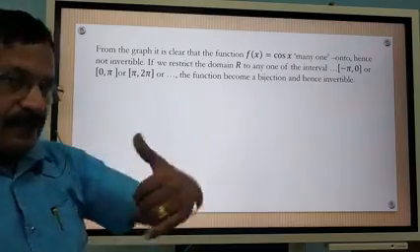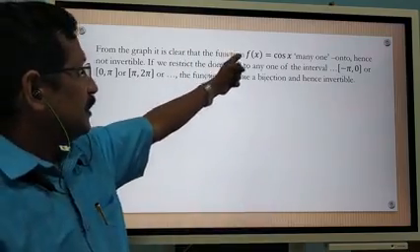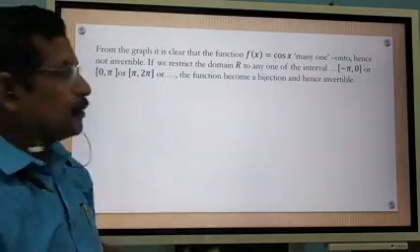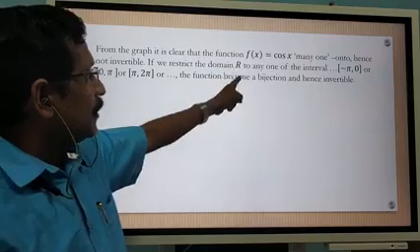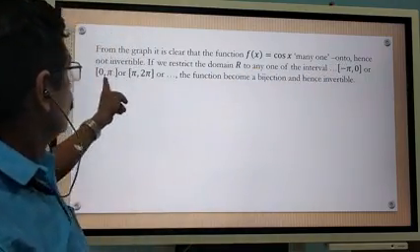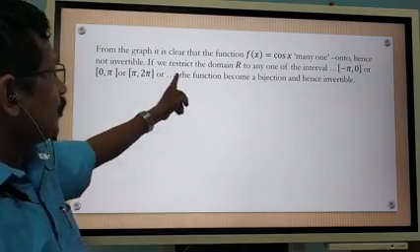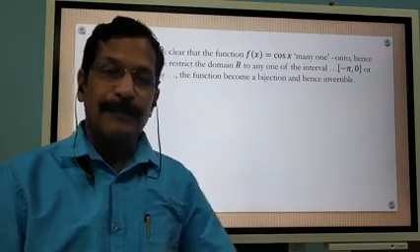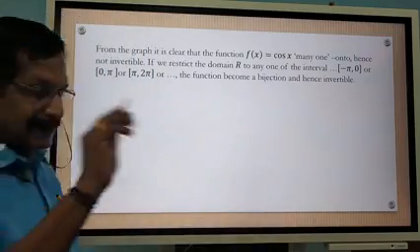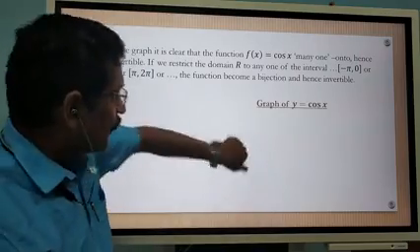So from the graph, we have seen that the function f of x equals cos x is many-one, onto, hence not invertible. If you restrict the domain R to any one of the intervals minus pi to 0, or 0 to pi, or pi to 2 pi, etc., the function becomes a bijection, hence invertible. So in those branches, it is invertible.